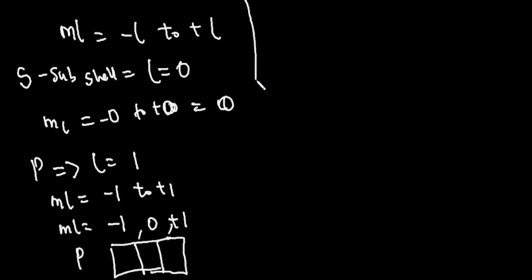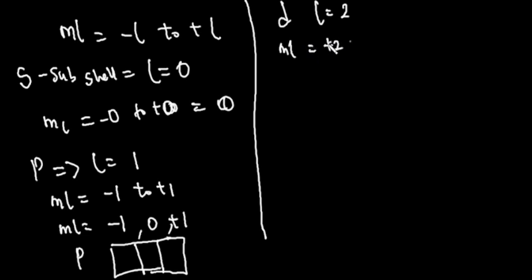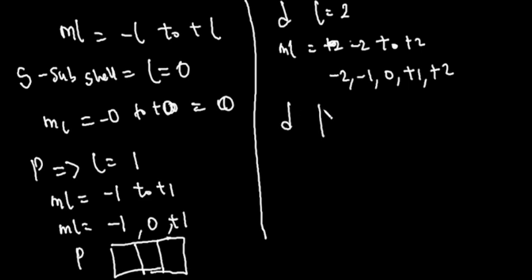So, moving ahead, if we are looking at the d subshell, l is equal to 2 for d, which means the magnetic quantum number ml will be from minus 2 to plus 2. And that's going to be minus 2, minus 1, 0, plus 1, and plus 2. What is this trying to tell you? That there are going to be 1, 2, 3, 4, 5 blocks for d. So in your d subshell, you are going to have 5 smaller blocks inside.